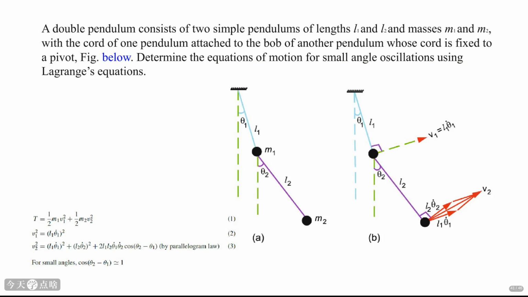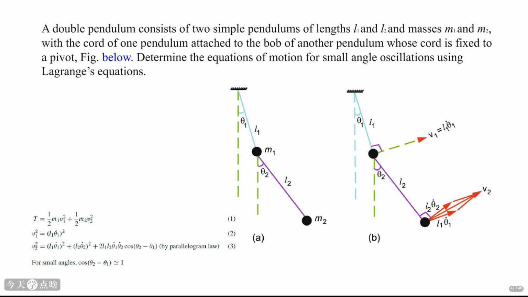Now for a double pendulum. Two masses m1 and m2 attached to rods of length L1 and L2. We need to find the equations of motion for small angle oscillations. First, the kinetic energy T. The velocity of mass m1 is v1 equals L1 times theta 1 dot.